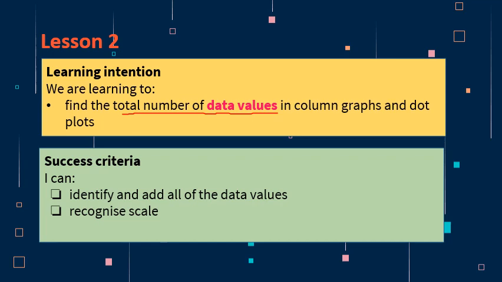Okay, so today you need to identify and add all of the data values. So it's about reading a column graph and a dot plot and adding all of those values together to get your total, but then also recognizing where a graph has a scale as well, because that will change your total.